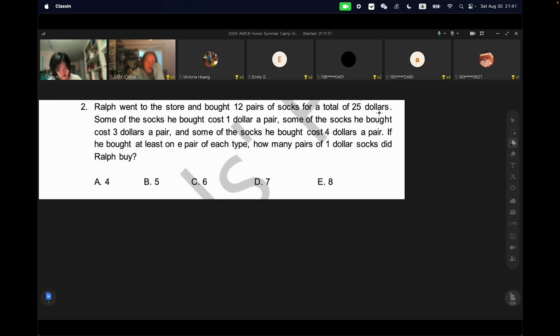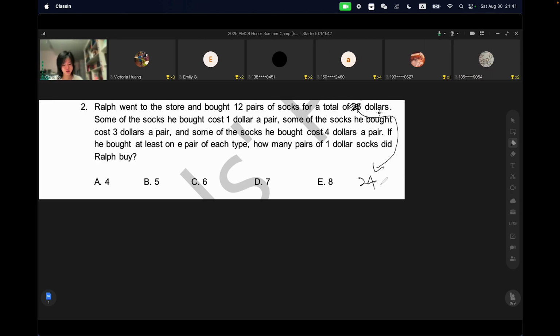Let me change it actually. This problem was written wrong. This is supposed to be $24, not $25. Now let's look at the problem. Ralph went to the store and he bought 12 pairs of socks for a total of $24. Some of the socks he bought cost $1 a pair, some cost $3 a pair, and some cost $4 a pair. If he bought at least 1 pair of each type, how many pairs of $1 socks did Ralph buy?